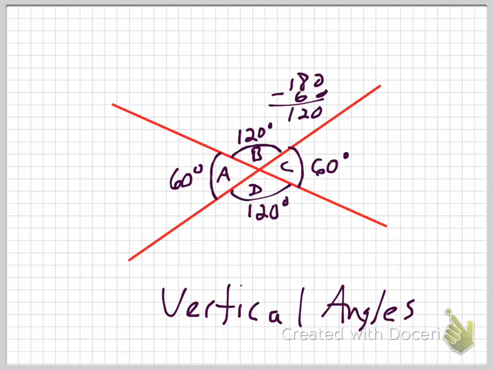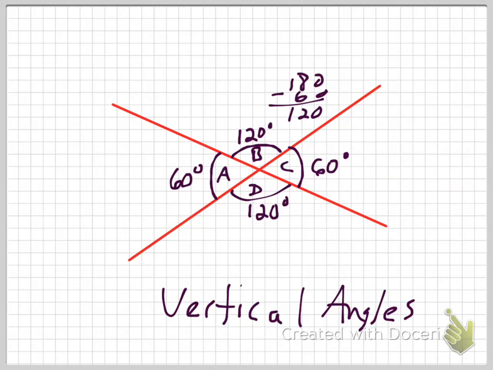Would you please tell me, what are the vertical angles here? A and C are vertical. B and D are vertical. Right? Angles A and C are vertical. Why are they vertical? They have the same value, the same measure, right? B and D are vertical. Why?